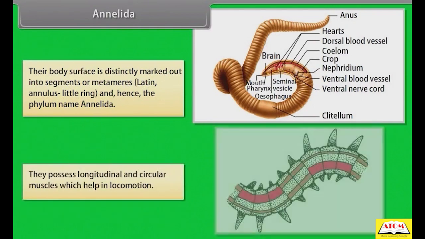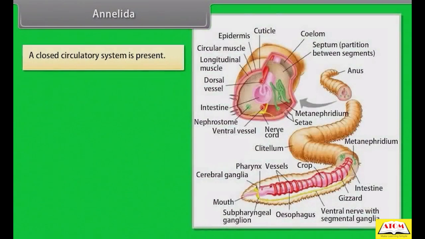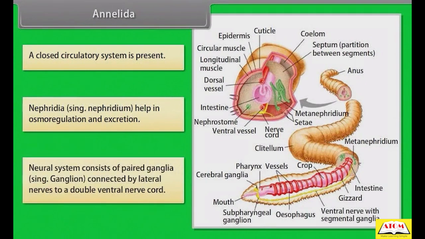They possess longitudinal and circular muscles which help in locomotion. A closed circulatory system is present. Nephridia, the singular for nephridia is nephridium, help in osmoregulation and excretion. Neural system consists of paired ganglia. The singular of ganglia is ganglion, connected by lateral nerves to a double ventral nerve cord.